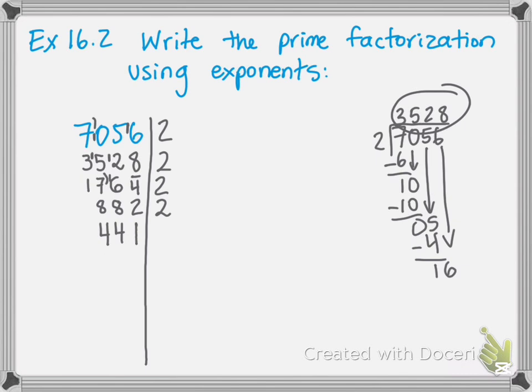Then 441, if we add 4 plus 4 is 8 plus 1 is 9, so that's a multiple of 3. So I divide by 3. 4 divided by 3 is 1. We have 1 left over. 14 divided by 3 is 4. 4 times 3 is 12, so we have 2 left over. And 21 divided by 3 is 7.